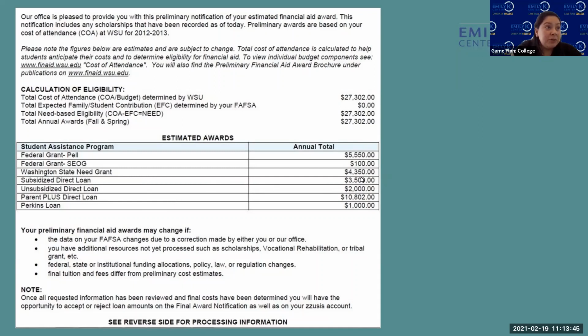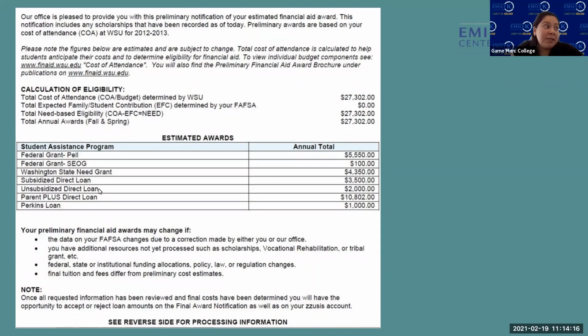The subsidized loan from the government and the unsubsidized loan from the government. Loans from the government are good. The difference between these two is subsidized is good, that means your interest is not accruing while you're in school. So if this was the only loan I were to ever take out for $3,500, at the end of my 4 years, I would only owe $3,500.